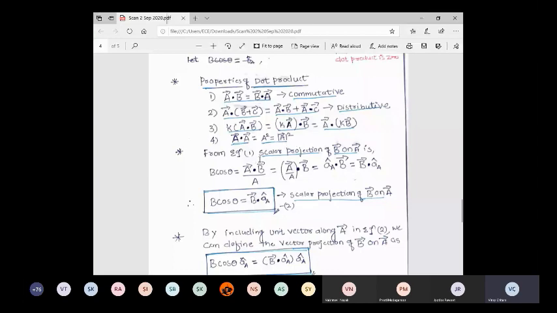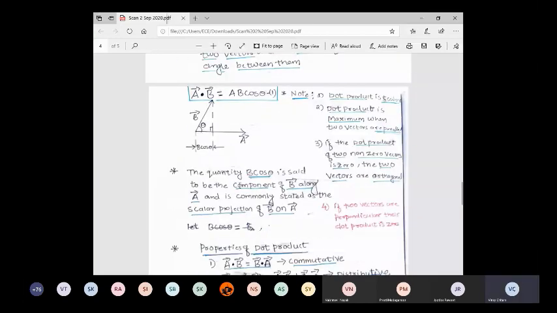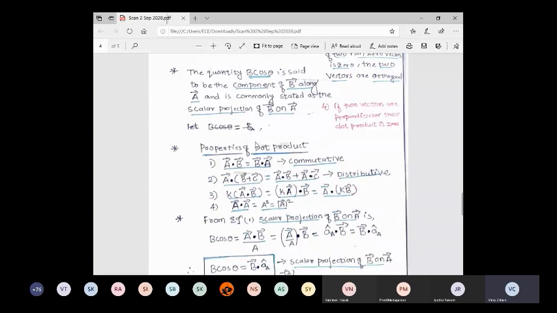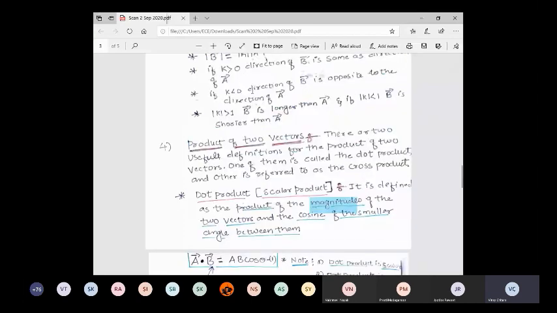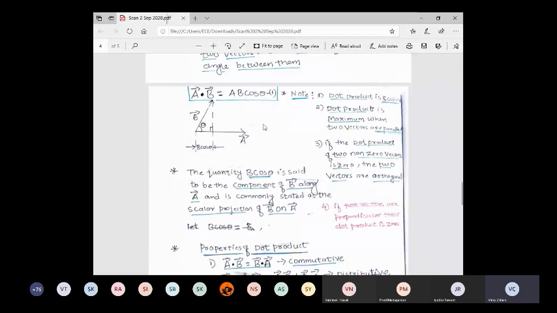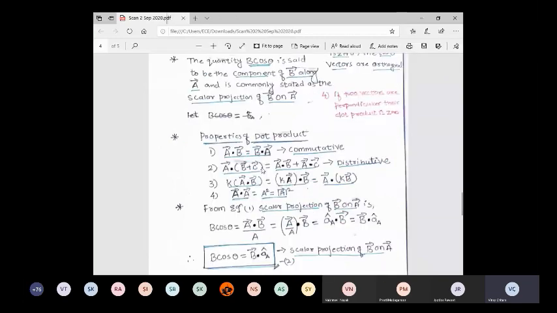Now we have the scalar projection. This B cos theta is called the scalar projection. It represents the magnitude of this particular length. Now, from equation 1, the scalar projection of B on A, we know, is B cos theta. From equation 1, I can write this scalar projection quantity B cos theta as A dot B divided by A.